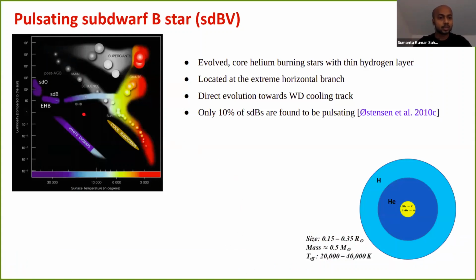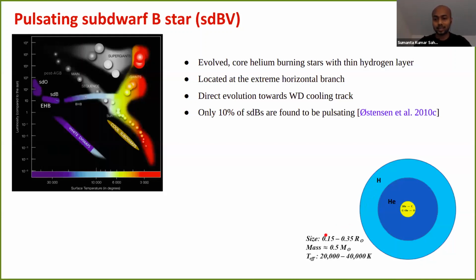The subdwarf stars are evolved stars which exist at the extreme horizontal branch, which is the extreme blue end of the horizontal branch, which we can see here in the HR diagram. And these are compact stars with helium core burning, and above the core there is a helium shell, and above that there is a very thin in mass hydrogen envelope.